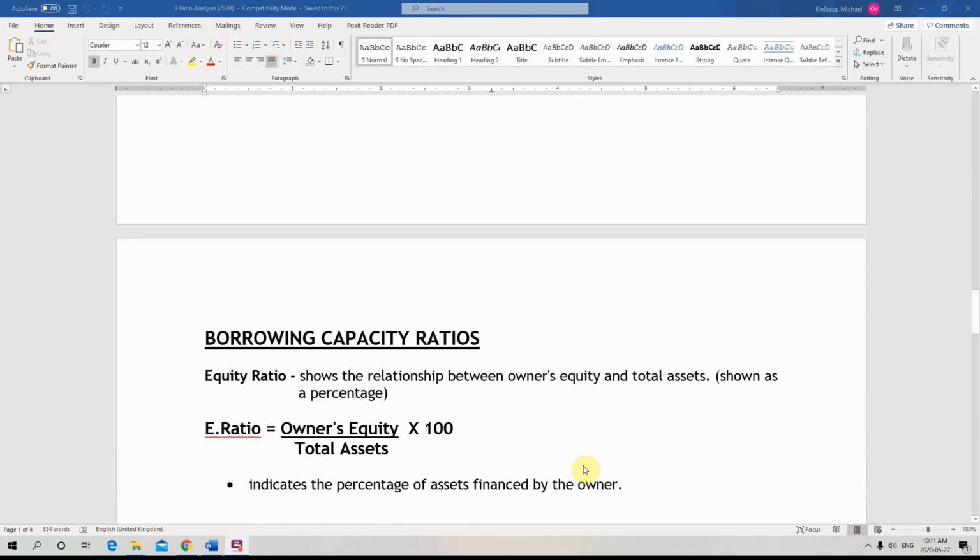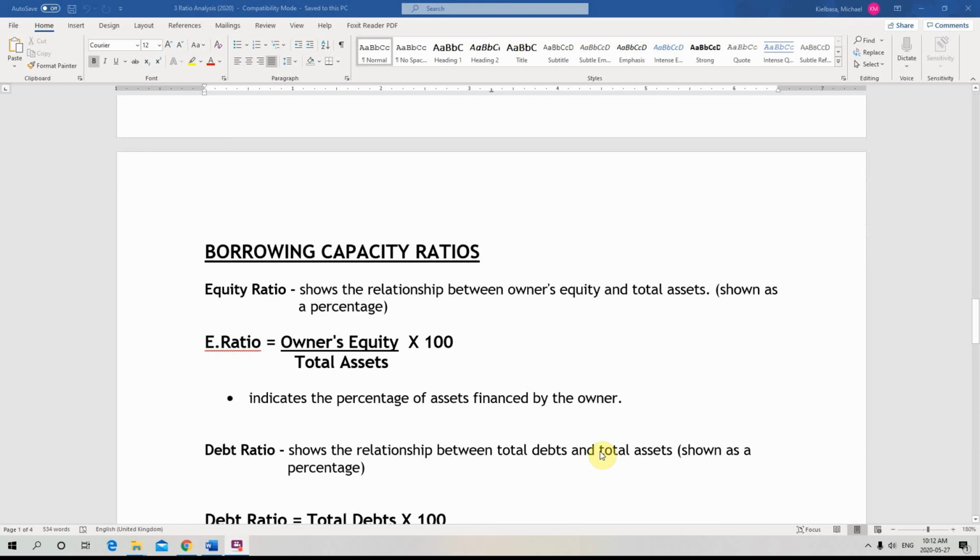All right. There's also something called borrowing capacity ratios. There's the equity ratio, and there's also the debt ratio. And basically, the two together equal 100%. The equity ratio is the percentage of the company that has been financed by the owner himself or herself, so that means not using borrowed money. And the debt ratio is the percentage of the company that's been financed using borrowed money. So if you know one or the other, you know the other one as well.